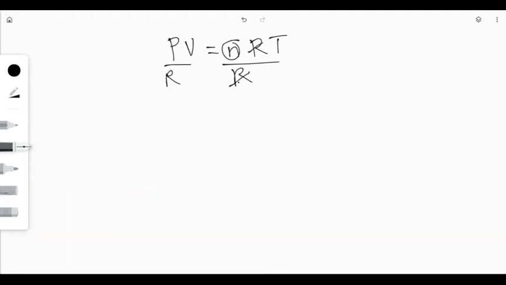And now the other variable that's on the same side as N is T. So let's divide both sides by T. And because we have T on the top and the bottom, it cancels. Now we have N on the right side of the equation by itself. So we can rewrite this as pressure times volume divided by R times temperature is equal to N.